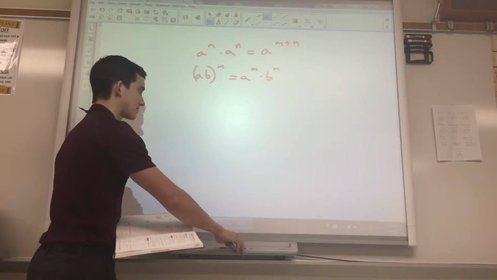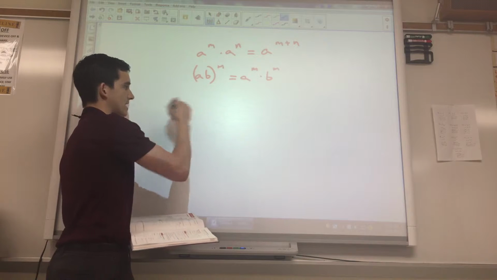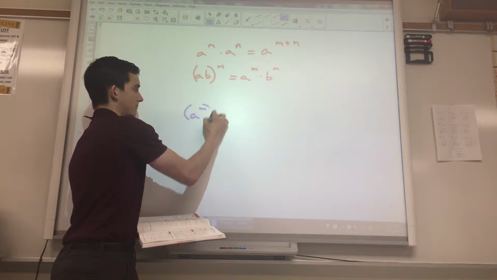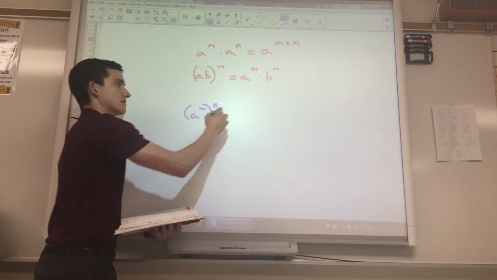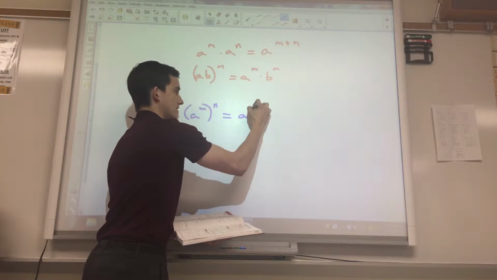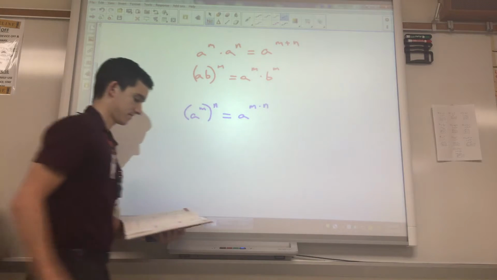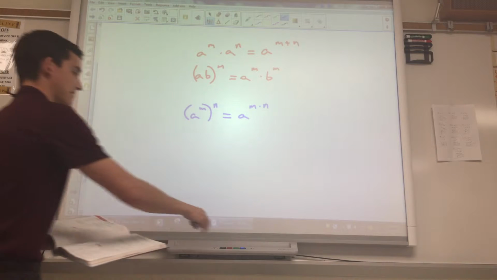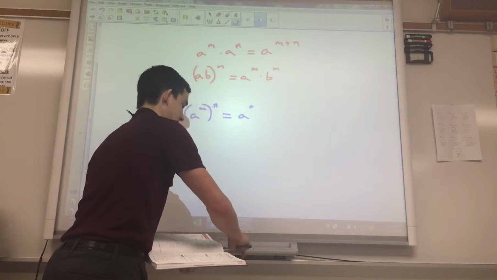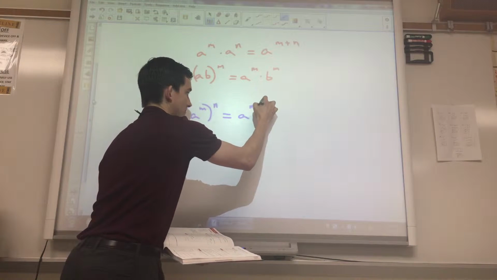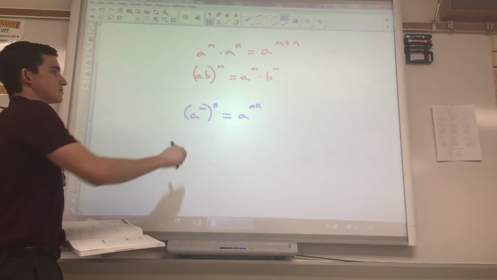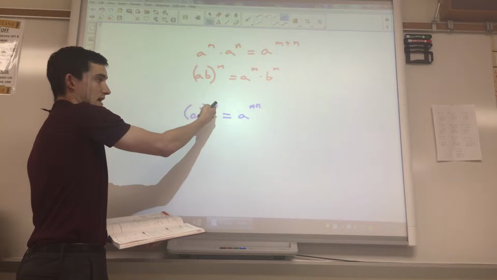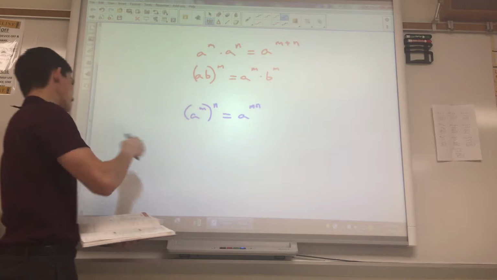Now there's a totally separate thing where you have a power to a power. So for example, if I have a^m, and then that's raised to the nth power, that's the same as doing a^(m times n), as far as my powers are concerned. Or you don't need to necessarily put the dot: a^(mn). So if I have an exponent raised to another exponential power, that's the same as multiplying my exponents together.